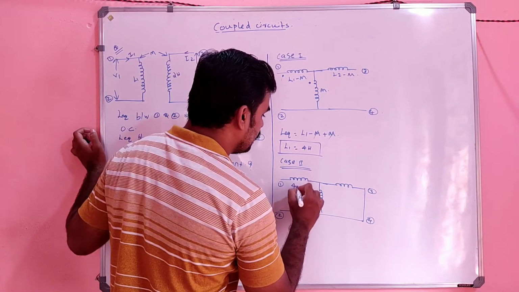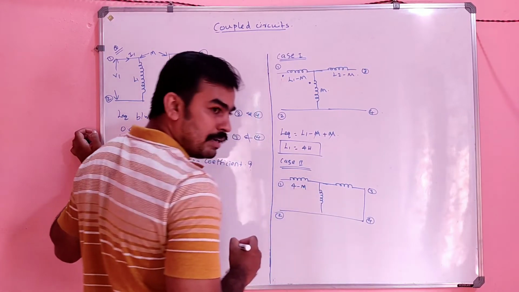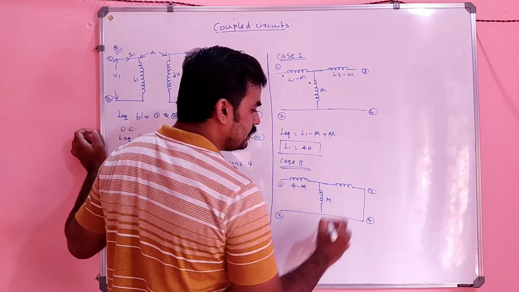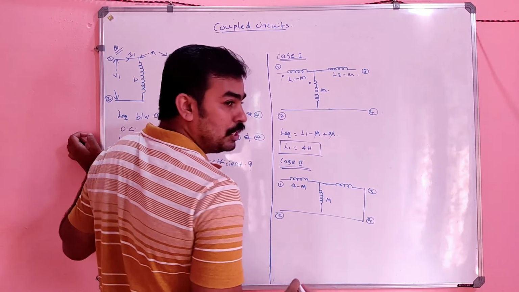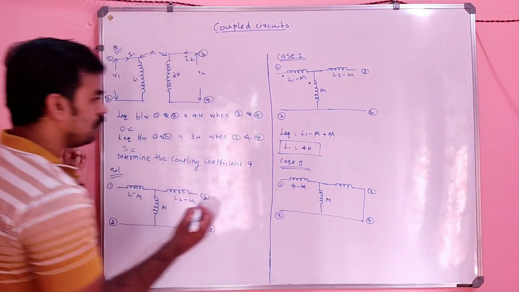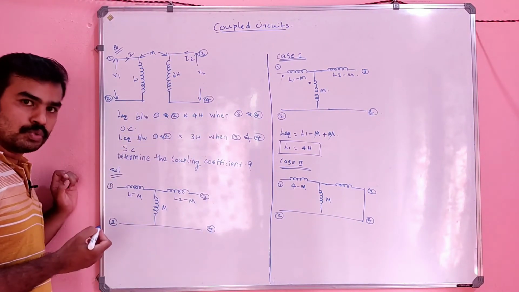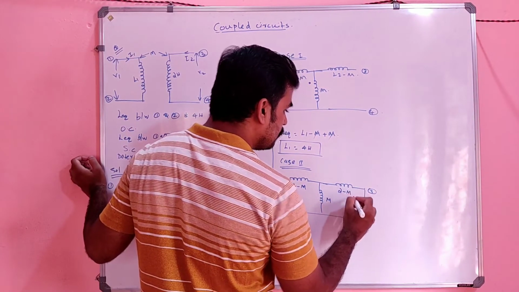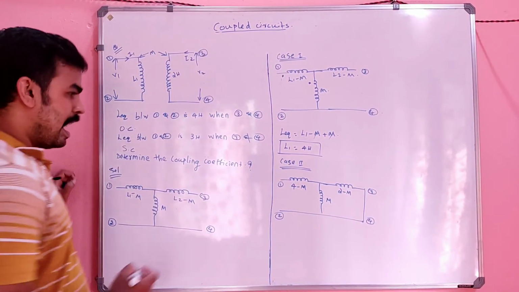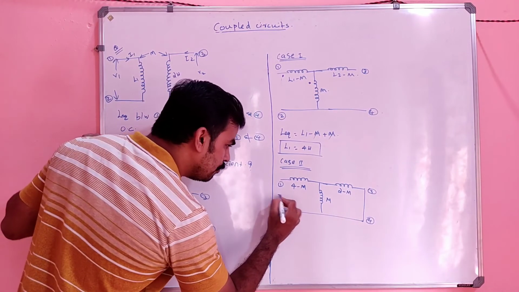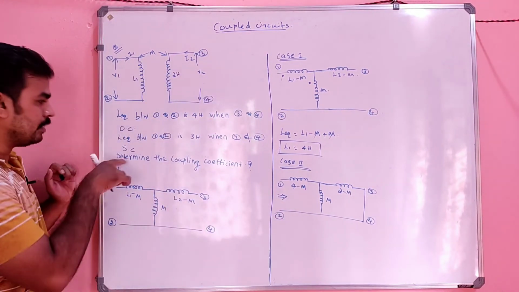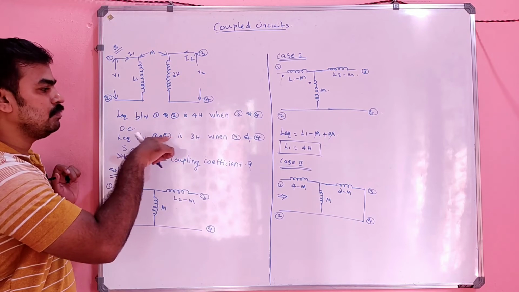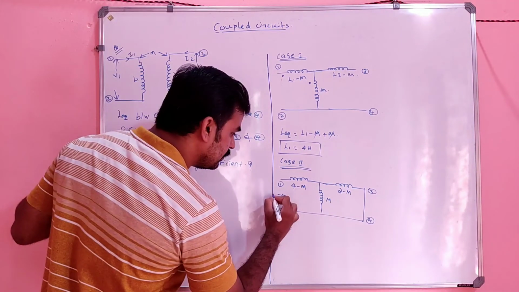So it will be 4 minus m, correct? 4 minus m, and this also m, right? This also m, and it is L2 minus m. L2 is given as 2. So L2 minus m will be simply 2 minus m, and the effective value looking from this side will be what? L equivalent between 1 and 2 is 3 Henry. So this will be 3 Henry.